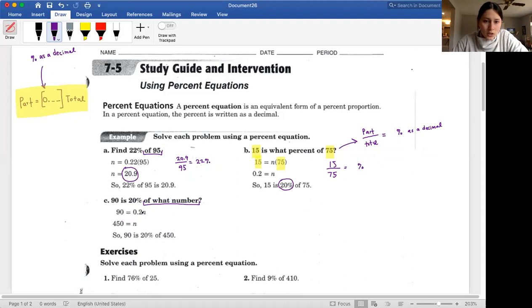20% is written as 0.2. And then what number, I don't know. So I'm going to put a variable there. I can divide both sides by 0.2, so divide by 0.2 on both sides to cancel it out over here. And I'm left with my unknown.